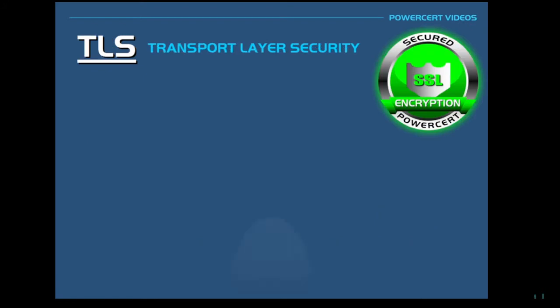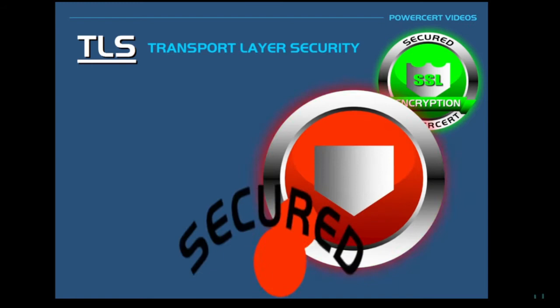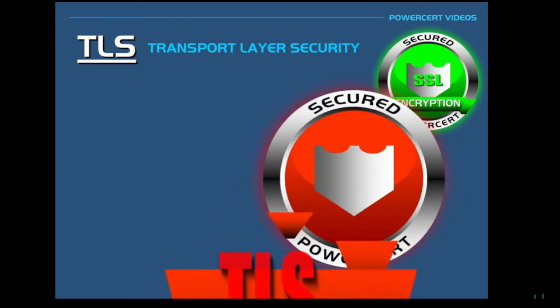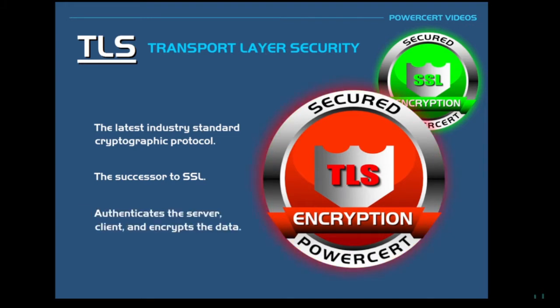And the other protocol that secure HTTP can use is called TLS. TLS, or Transport Layer Security, is the latest industry standard cryptographic protocol. It is the successor to SSL, and it's based on the same specifications. And like SSL, it also authenticates the server and client, and encrypts the data.